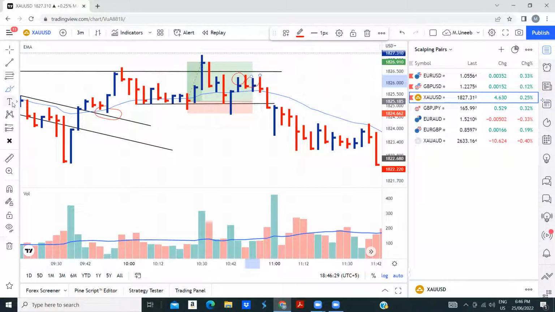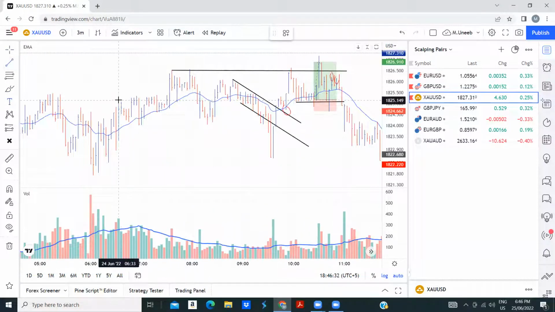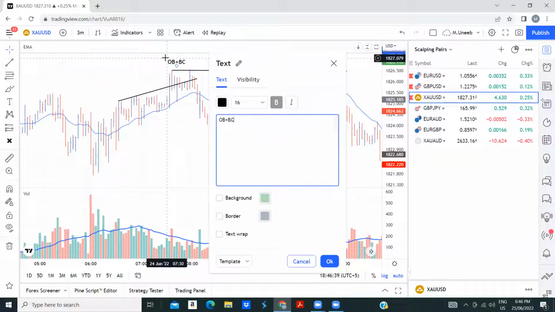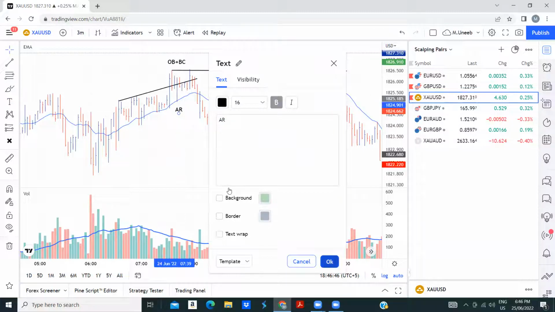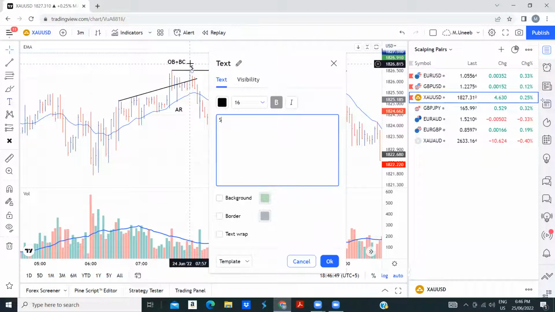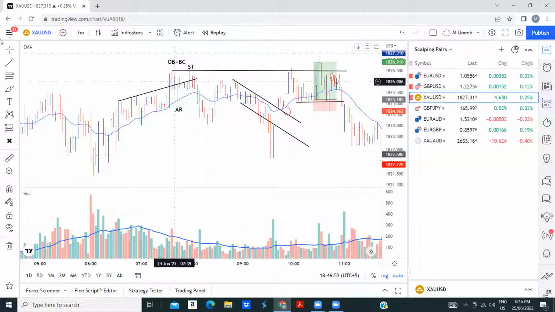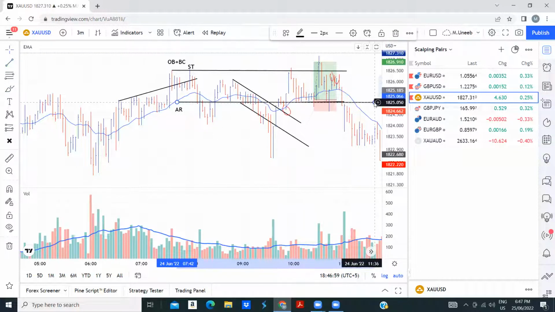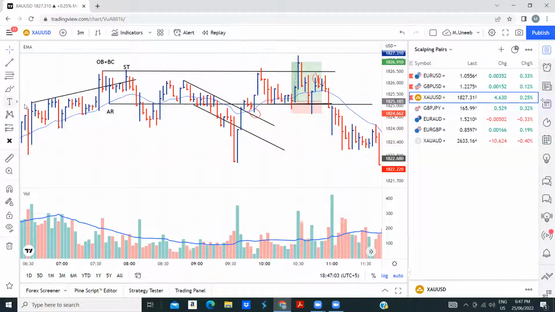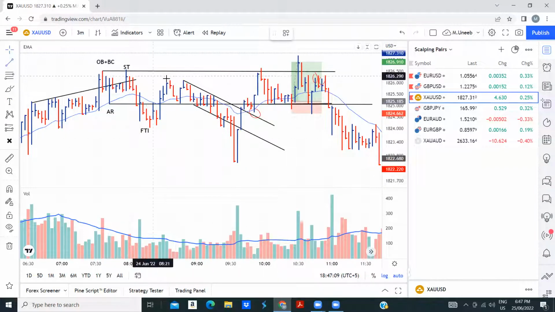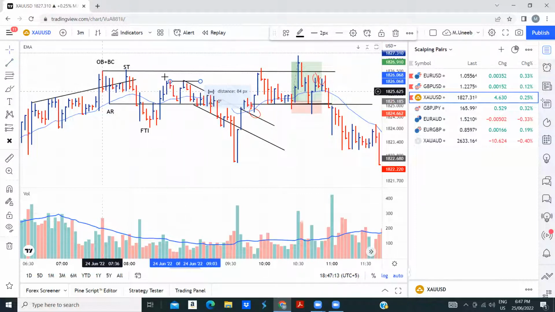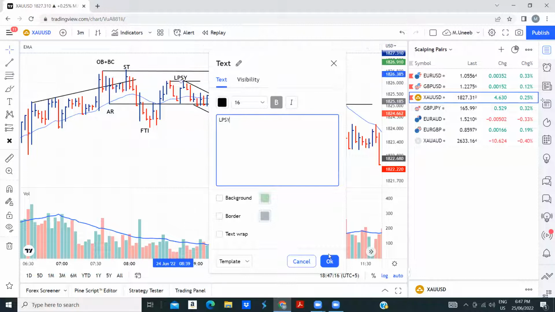Reference point. If I just draw this one here, this is overbought plus buying climax, right? This is AR, right? This is secondary test, okay? And this is what? Does it make sense? This is FTI, okay? And this one here, hidden spring, this is LPSY, last point of supply.